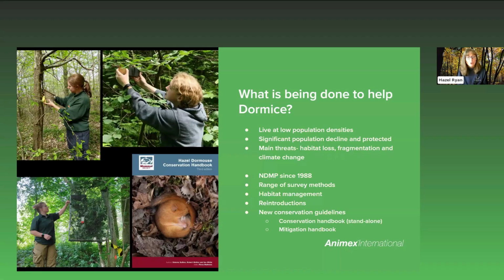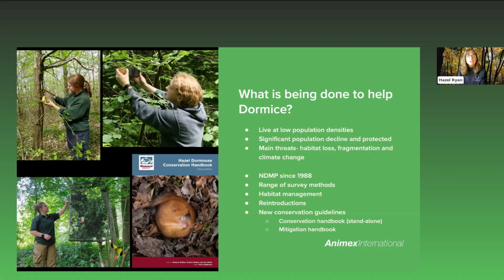Well, the National Dormouse Monitoring Programme began in 1988, and now the People's Trust for Endangered Species has over 400 registered sites, which are monitored by volunteers. And I'm sure a lot of those volunteers are here watching today. And this gives us a good picture of trends in populations. It's a really large data set, and this can be analysed to look at the effects of weather and habitat and other variables on the population.